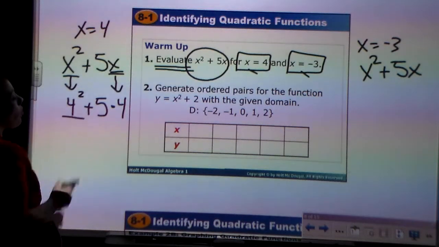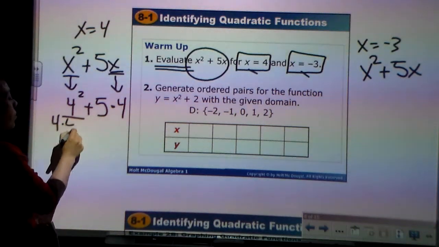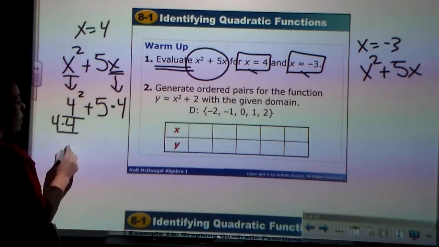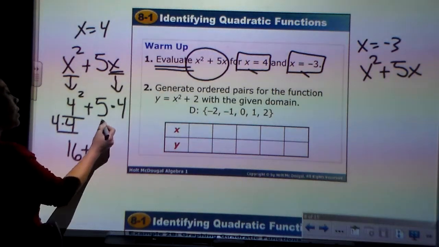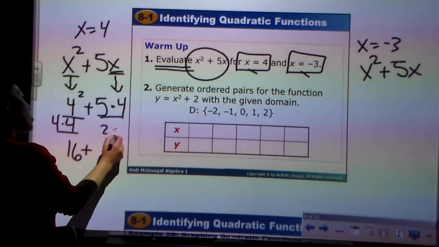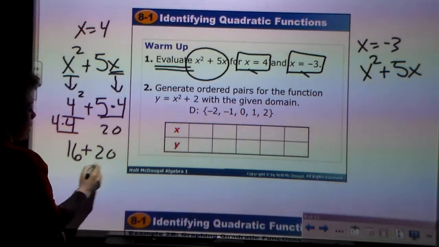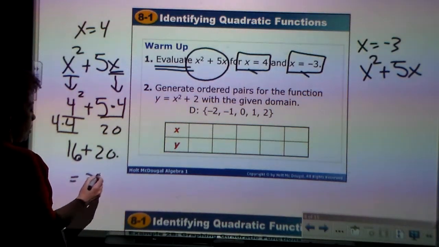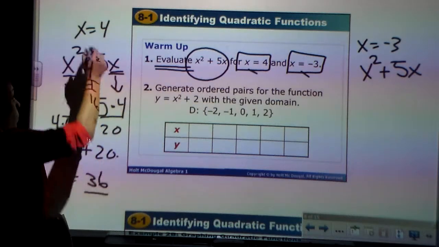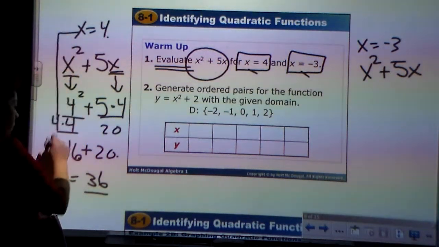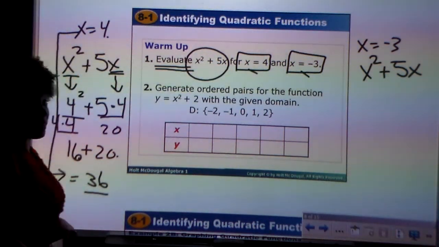So I just do the work out. 4 squared is 4 times 4. That's what that means, which is 16. And then over here you have 5 times 4, which is 20. So you have 16 plus 20, which equals 36. So when x is 4, your answer comes to 36.